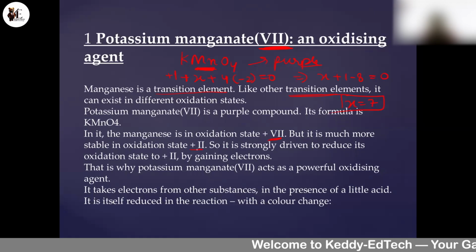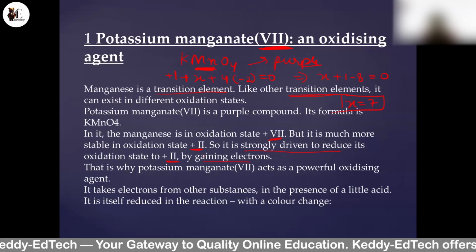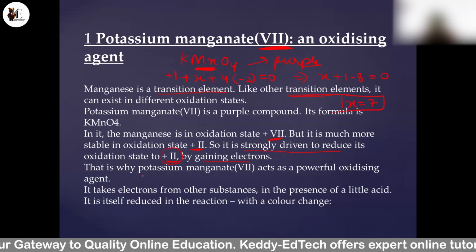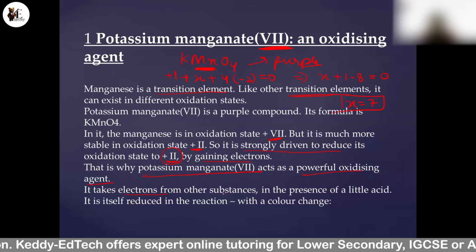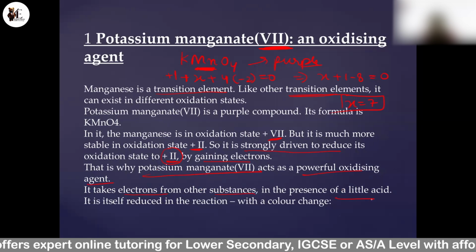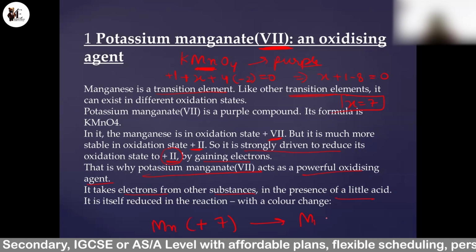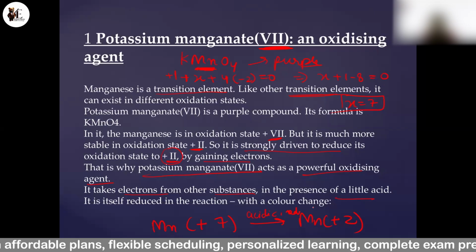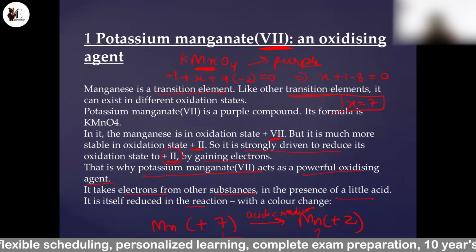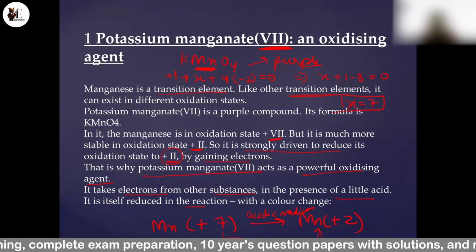But it is much more stable in oxidation state +2. So it is strongly driven to reduce its oxidation state to +2 by gaining electrons. If it gains 5 electrons, then its oxidation state is reduced to +2. That's why potassium permanganate acts as a powerful oxidizing agent. It takes electrons from other substances in the presence of a little acid. That means in the acidic medium, manganese in +7 oxidation state gets converted to manganese in +2 oxidation state. So it is itself reduced in the reaction because the oxidation state is decreasing, right? And if the oxidation state decreases, then it is reduced. It does so with a color change like this.